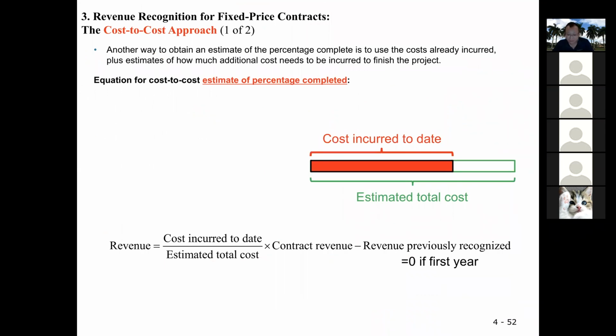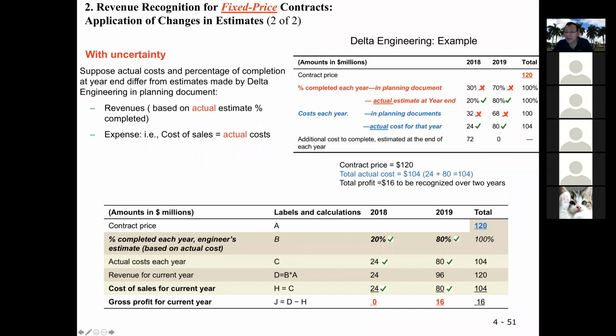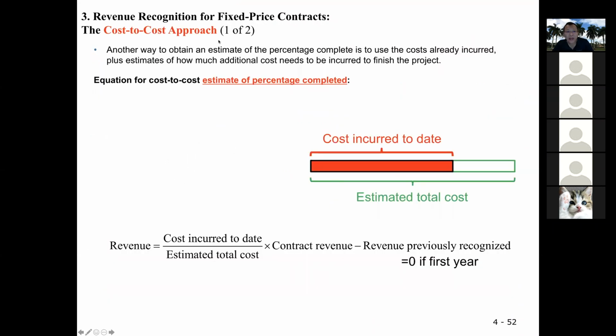Okay, so in these two scenarios, somebody else has also helped you figure out the progress, right? These numbers were given in the first two examples. So we are saying engineers know better, right? They can help us estimate the percentage of completion. The question is how we can do the estimation. One of the approaches is called the cost-to-cost approach to estimate the percentage of completion.